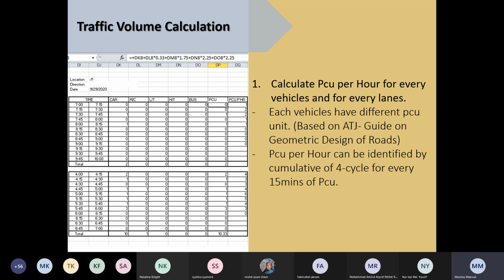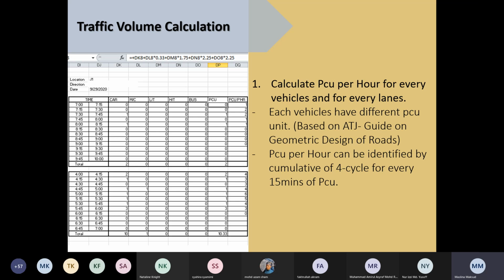So we will convert the raw data that we have collected from the traffic survey to PCU. As you can see, this table is from the Excel, the raw data that we collected. For the car, we will punch this 1.0 unit. And for the motorcycle, the PCU unit is 0.33.